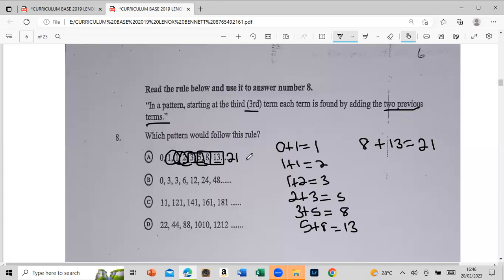And to get the next number, we would add 13 and 21. So 13 plus 21 gives you 34. The next question did not ask, but I'm just doing it so you guys can get a full understanding of what's happening. And for the next number, you guys are going to put this in the comment section: 34 plus 21. That would be the next number.